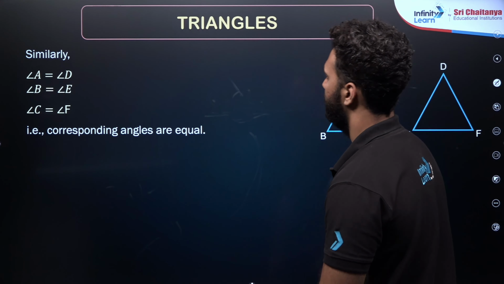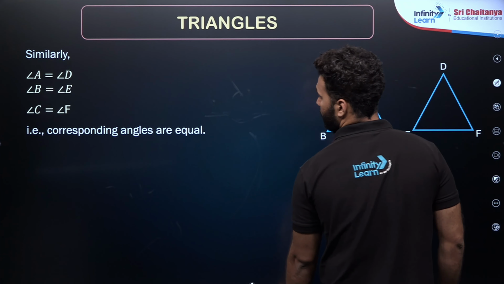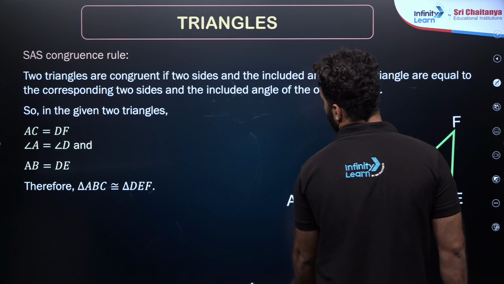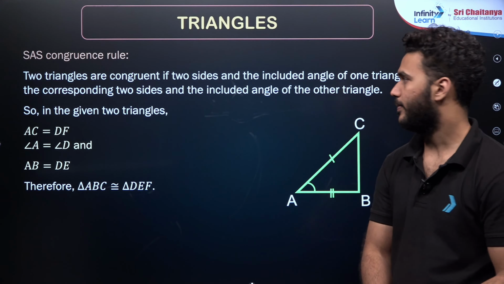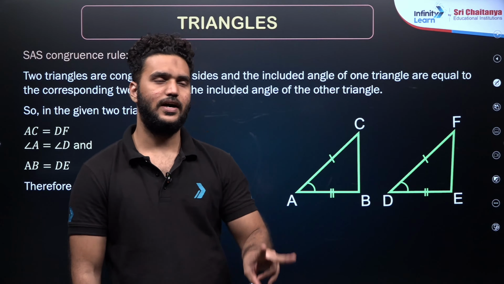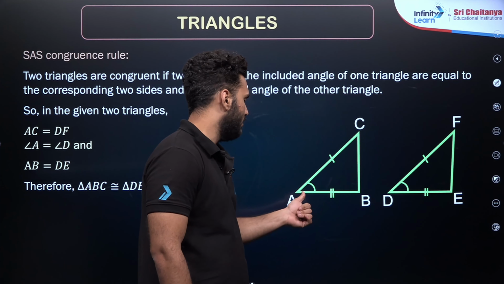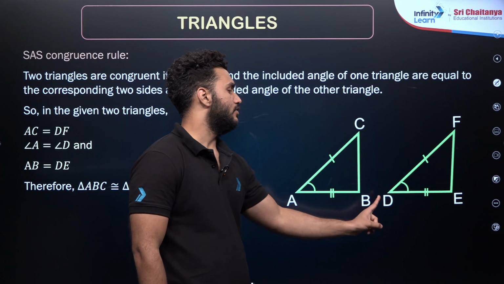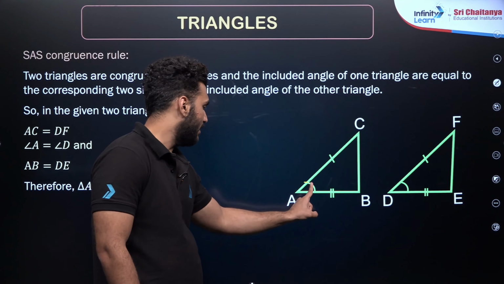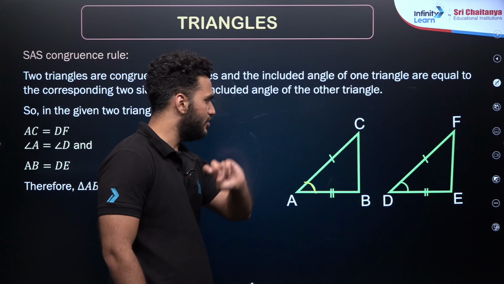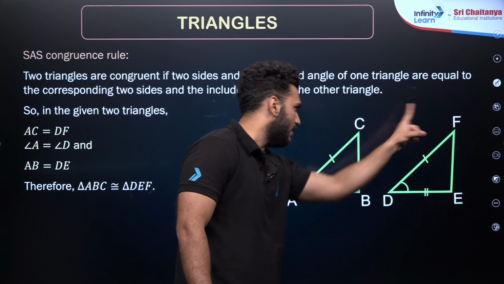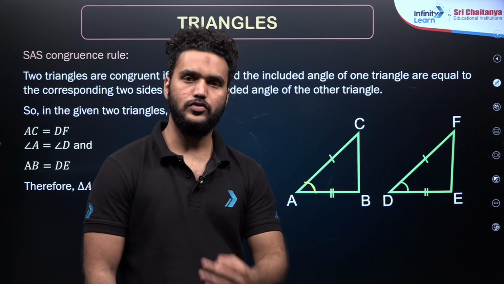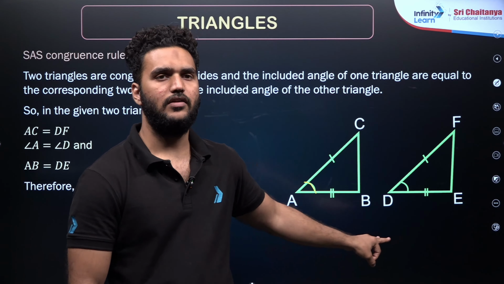Let's go for next. We have talked about angle also. SAS congruency rule. What is SAS? If you prove that two sides are equal, like this side of triangle CA is equal to FD and AB is equal to DE, and the angle between them, this angle CAB or BAC, is equal to FDE or EDF, then your triangles are congruent. You just have to prove these three things and your triangles will be congruent.